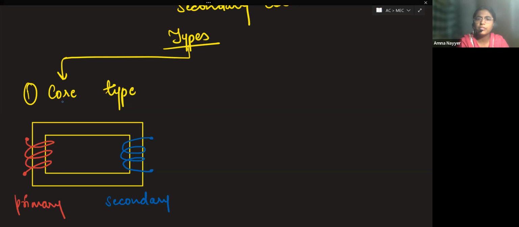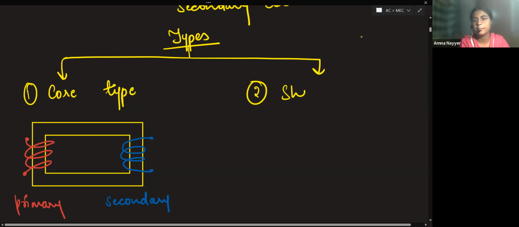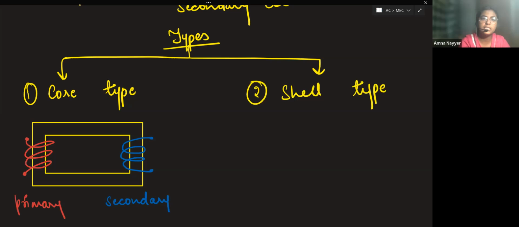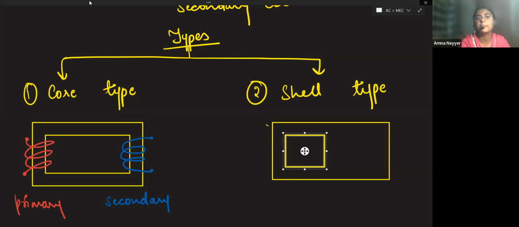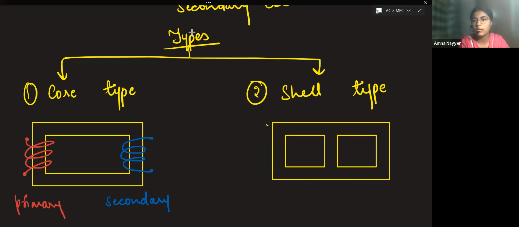The second type of arrangement that you have is the shell type. So this is your rectangular block. In the shell type, it becomes difficult to separate the primary and secondary coils. So primary and secondary coils are not separated. This is known as the shell type.